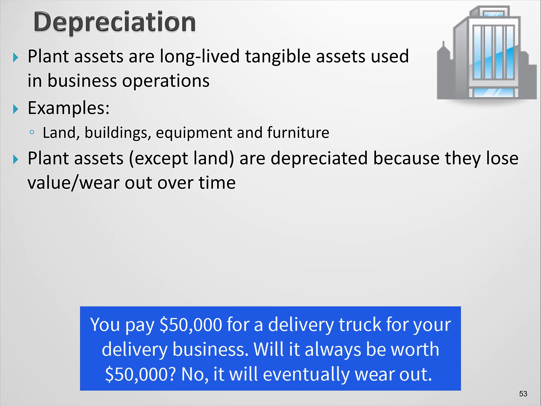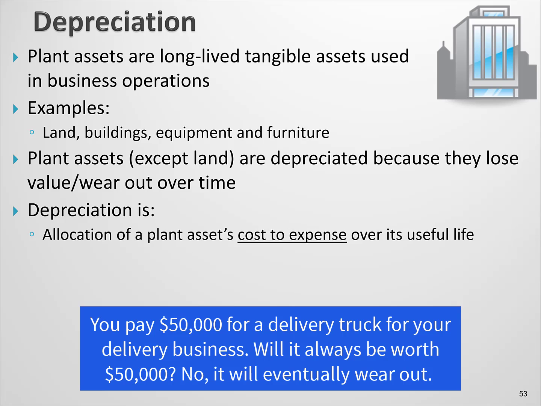For example, if you buy a truck to make deliveries for your delivery business and you pay $50,000 for the truck, 10 years from now, is that truck still going to be worth $50,000? No, because it's going to wear out over time. Eventually, it will be worth almost nothing. So in accounting, we use a process called depreciation. What is depreciation? Depreciation is the allocation of a plant asset's cost to expense over its useful life.